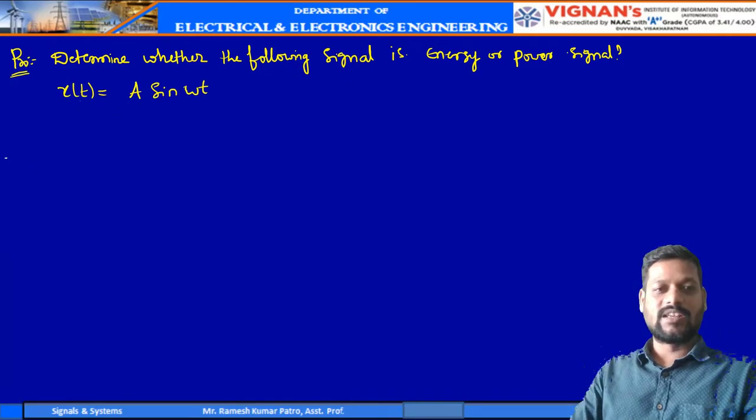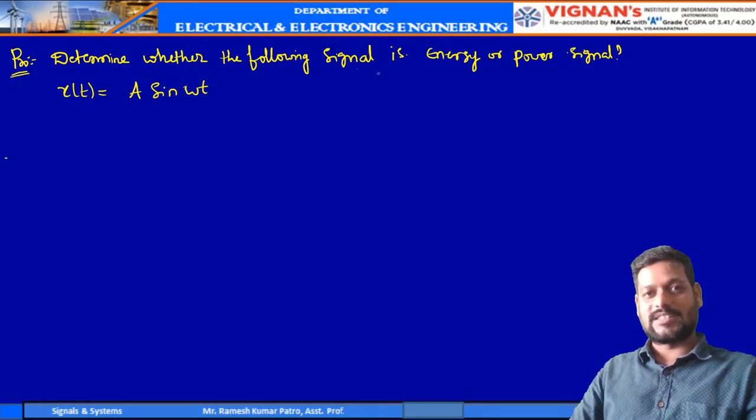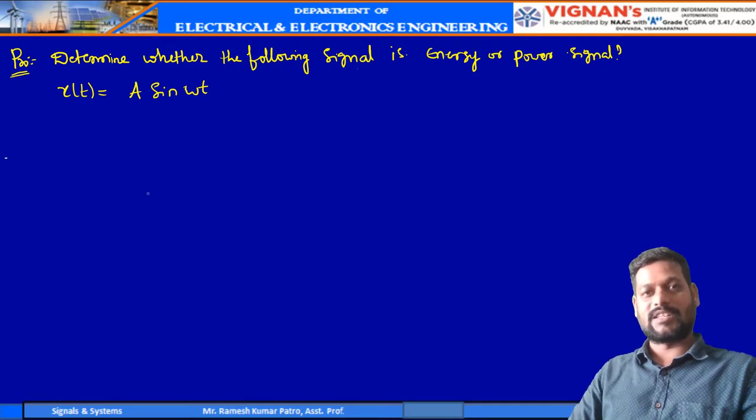So here the question is, determine whether the following signal is energy or power signal. Recalling that a signal is said to be energy signal if the energy is finite and power is 0. A signal is said to be power signal if the power is non-zero finite value and energy is infinite. And all bounded finite signals are energy signals, and all bounded infinite signals are power signals. And obviously all periodic signals are also power signals.